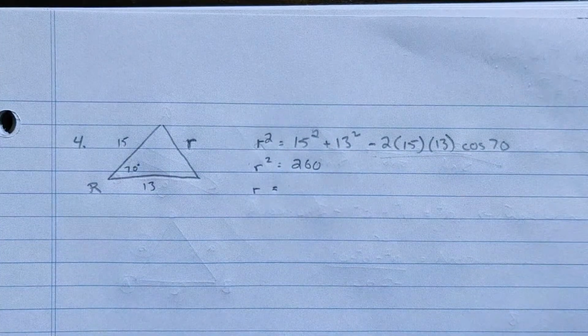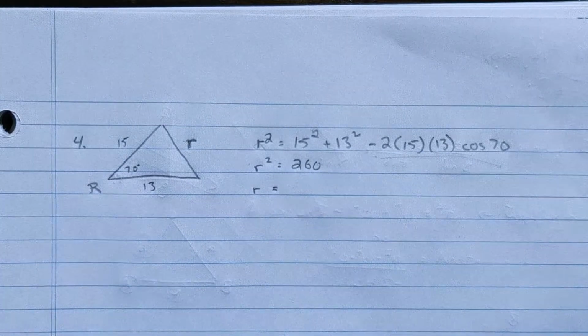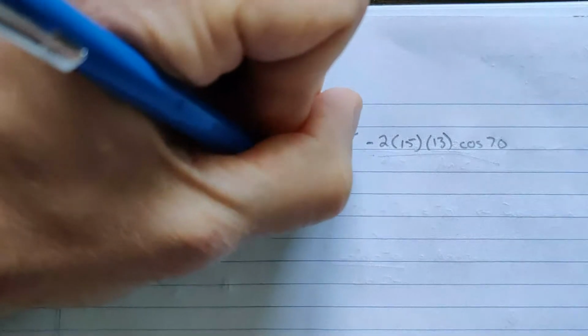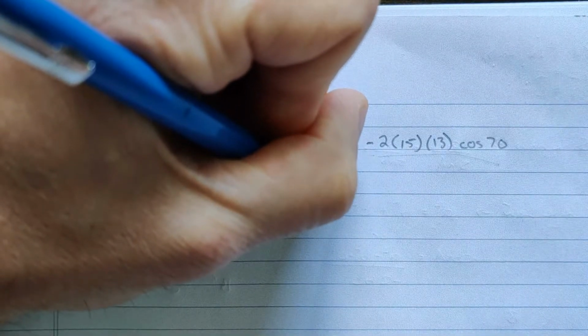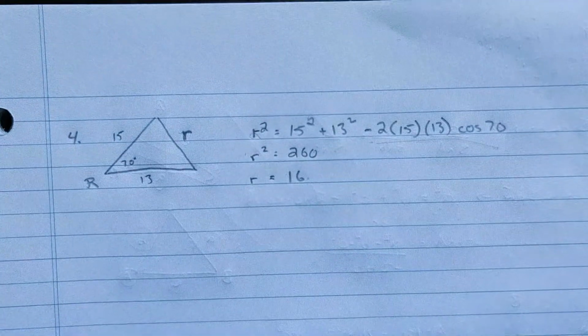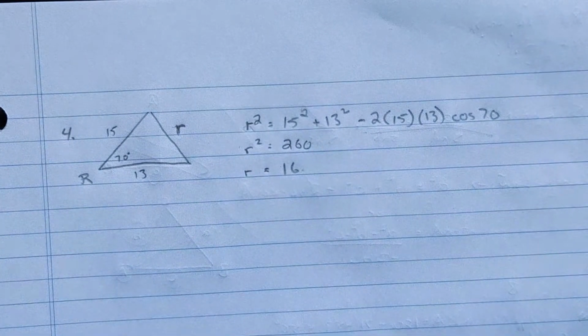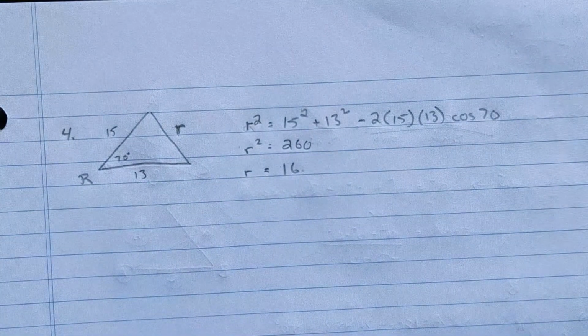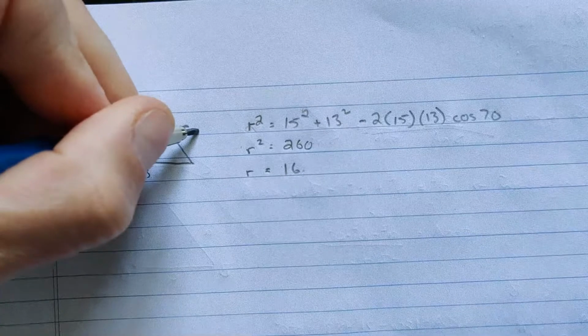Anyways, the last step here, we've got to take the square root of 260, and the square root of 260 is approximately 16, and it does say round your answers to the nearest unit, so we'll use an r of 16 here. So we've now found our r side, so this is equal to 16.